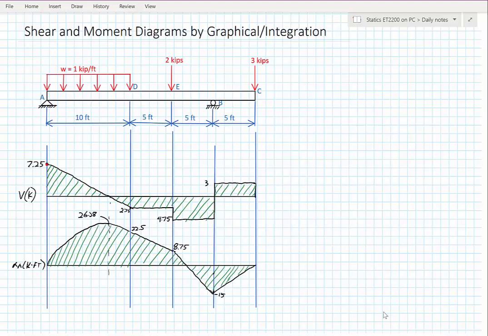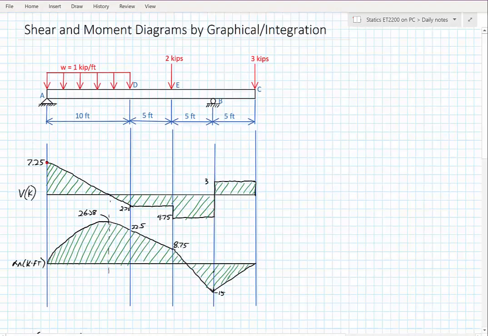Okay, welcome everyone. In this video, what we're going to be looking at is shear and moment diagrams using principles of integration and what I call the graphical method, or looking at areas and slopes. This is what a shear and moment diagram looks like.